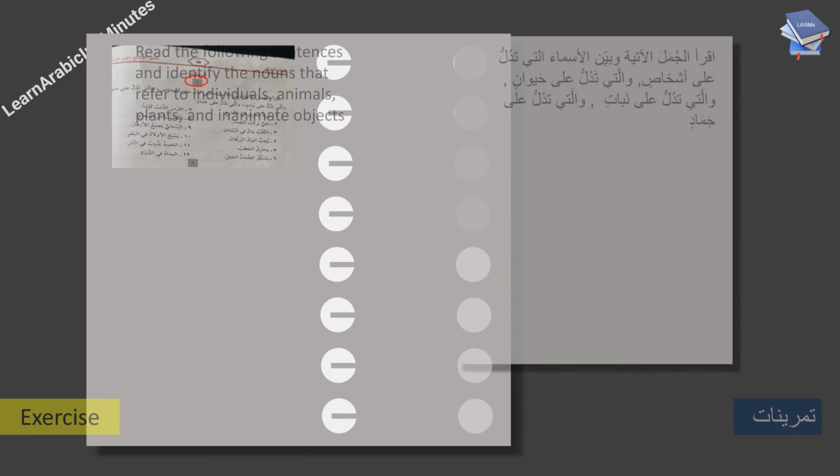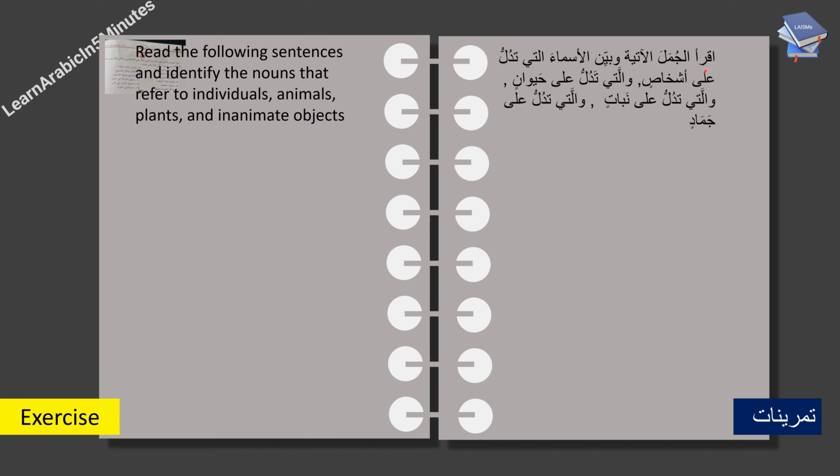Let's start with exercise 1. اقرأ الجمل الآتية وبين الأسماء التي تدل على أشخاص، والتي تدل على حيوان، والتي تدل على نبات، والتي تدل على جماد. Read the following sentences and identify the nouns that refer to individuals, animals, plants, and inanimate objects.